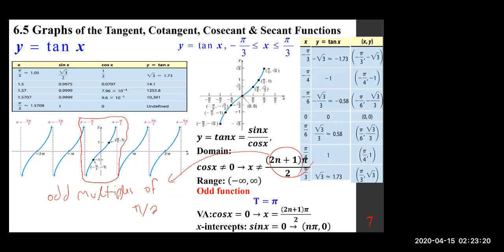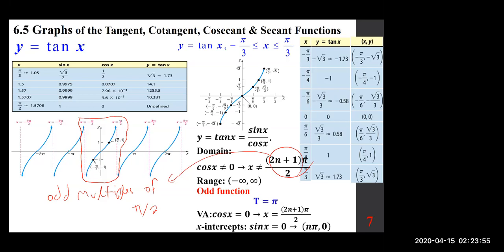Range, there is no restriction. We already established that every trigonometric function is an odd function with the exception of cosine. So cosine is not. Cosine is an even function, so is secant. The rest of them are odd functions. So domain, it is related to the vertical asymptotes. Vertical asymptotes, 2n plus 1 times pi over 2. Domain, everything but.